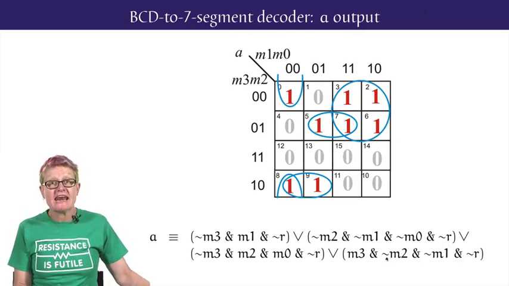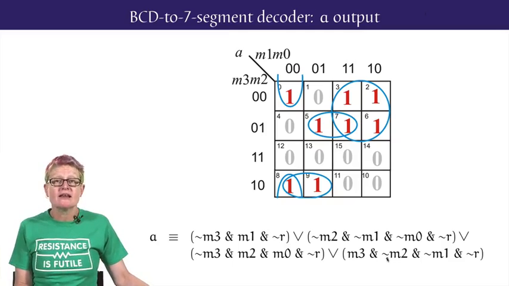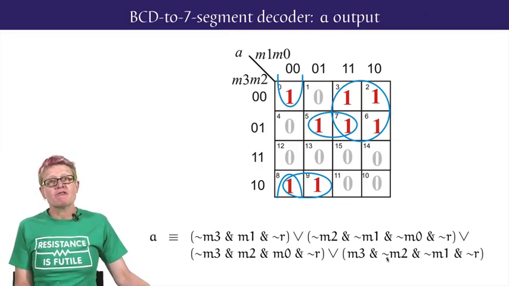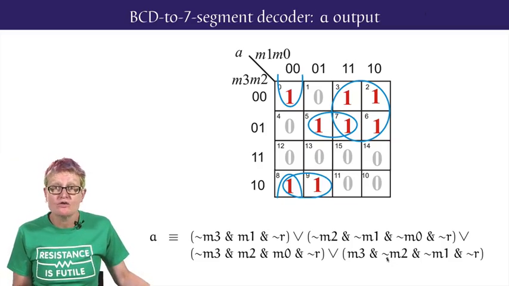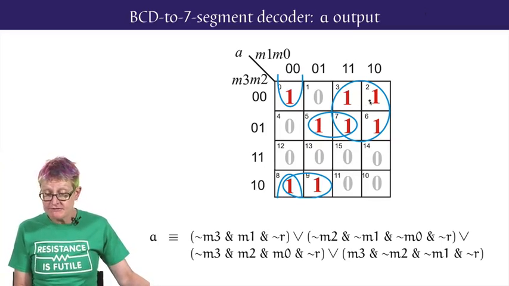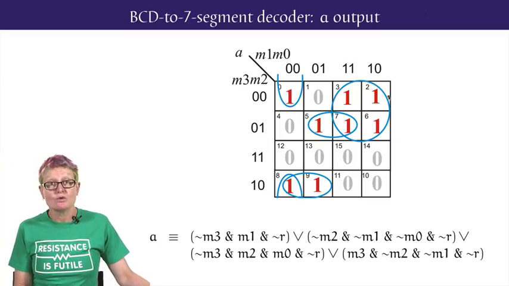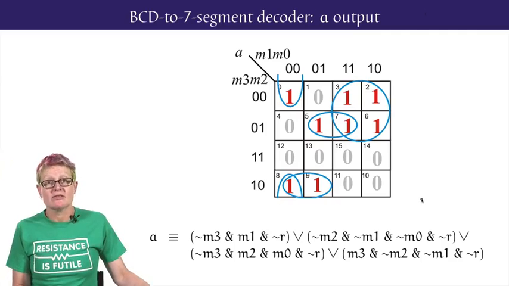Our minimal DNF gives a circuit with an outer level 4-input OR gate, and at the inner level 1 3-input AND gate and 3 4-input AND gates. This minimal DNF is certainly not unique. We could have replaced the loop around cells 0 and 8 with a different one going sideways around cells 0 and 2, but the sizes would have all come out the same.